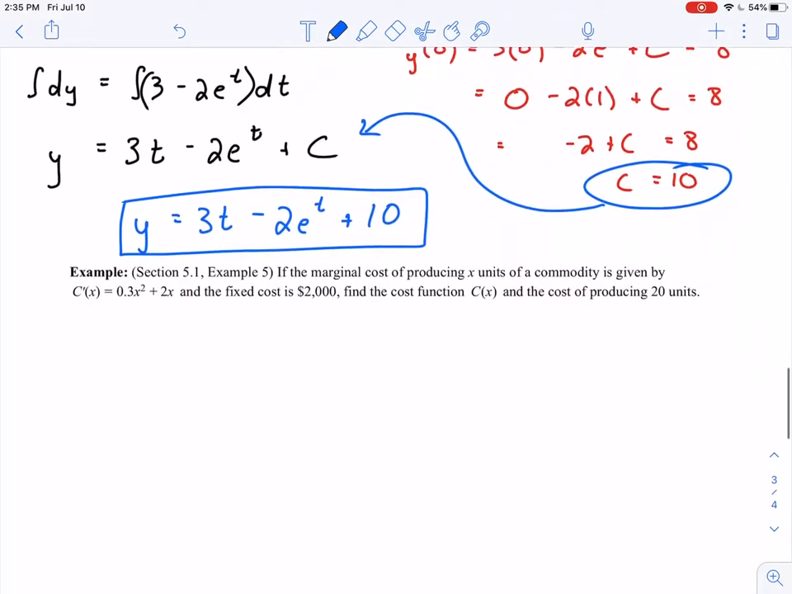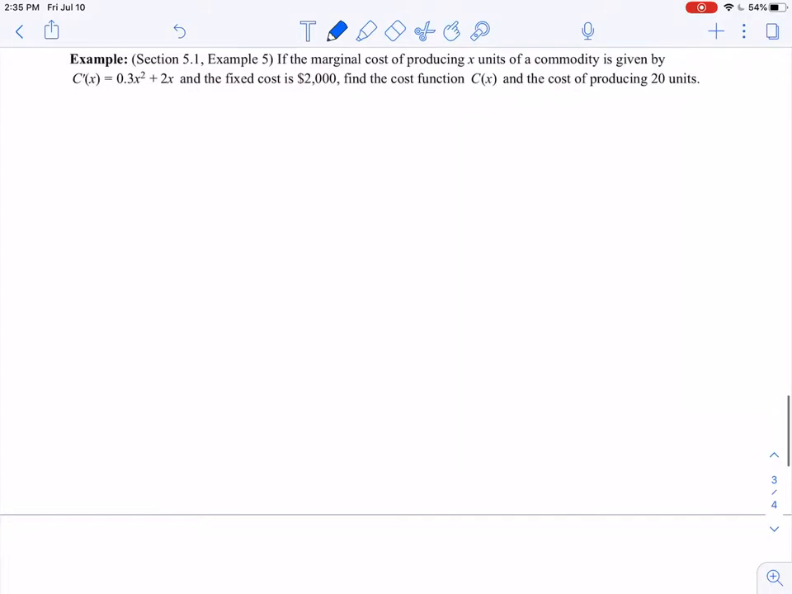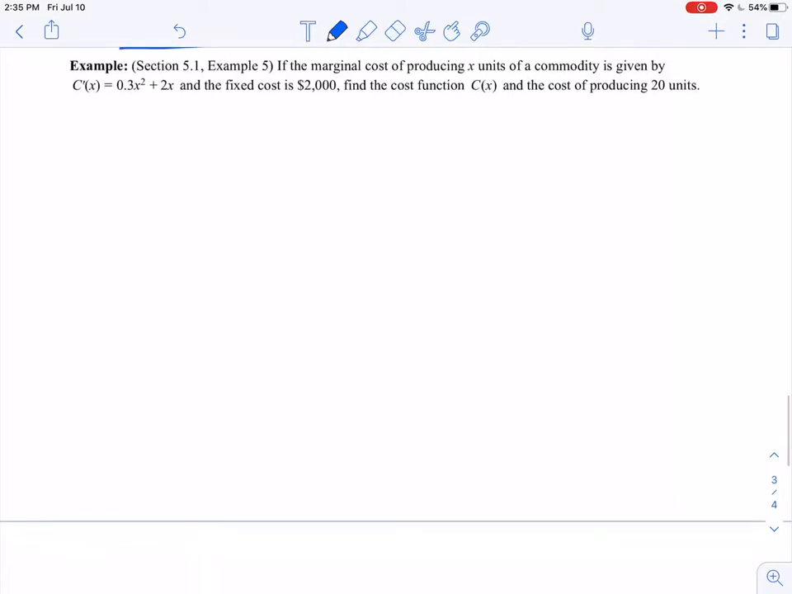Let's look at one more example. Here I have the marginal cost of producing x units of a commodity is given by c prime of x is equal to 0.3x squared plus 2x, and the fixed cost is $2,000. We would like to find the cost function c of x and the cost of producing 20 units. So here we're bringing back some ideas from chapter 2 way long ago. We have this idea of marginal cost right here. Marginal cost, remember, that's just the derivative of our cost function.